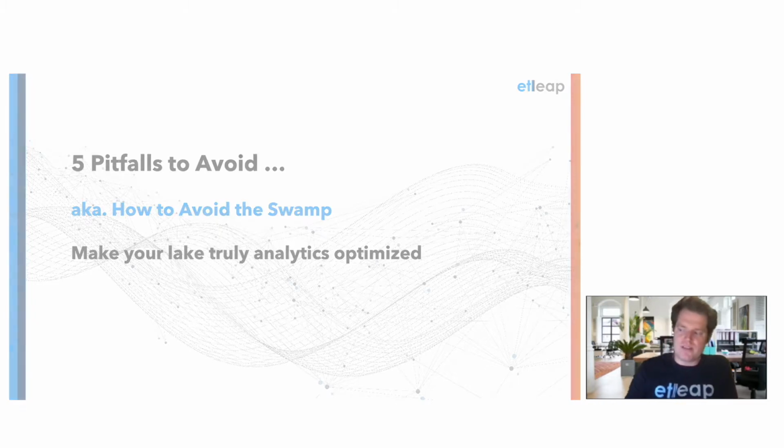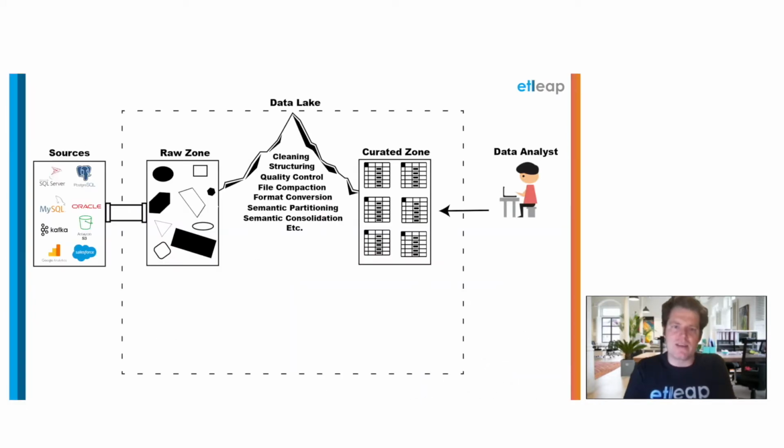Let's dive right in. There are lots of different names for the zones of a data lake, and different deployments have different numbers of distinct zones. But what's common to most data lakes is that they have some version of the following two zones: a raw zone and a curated zone.